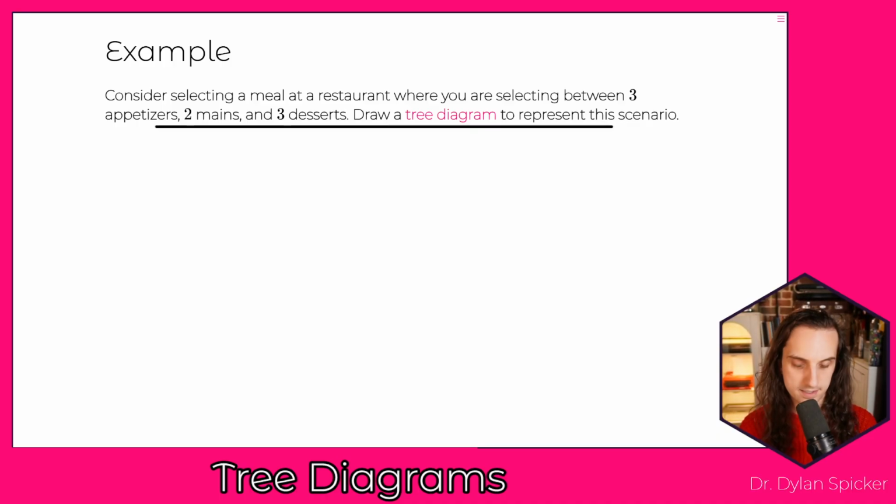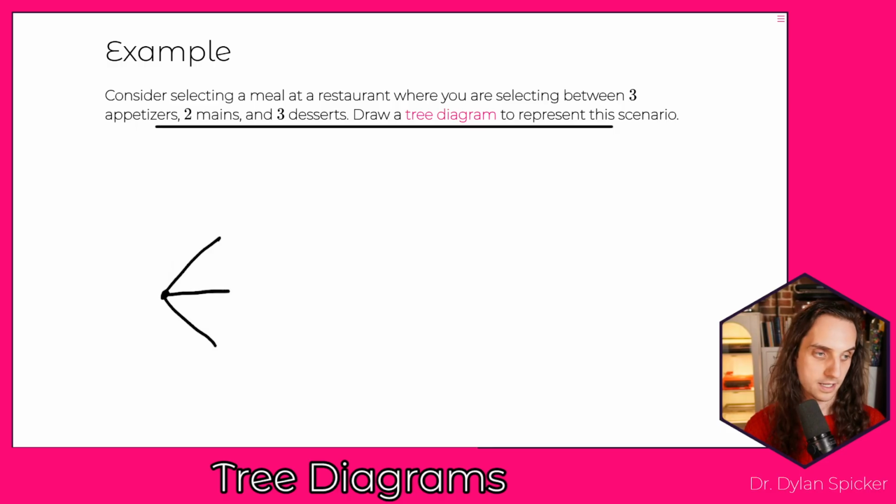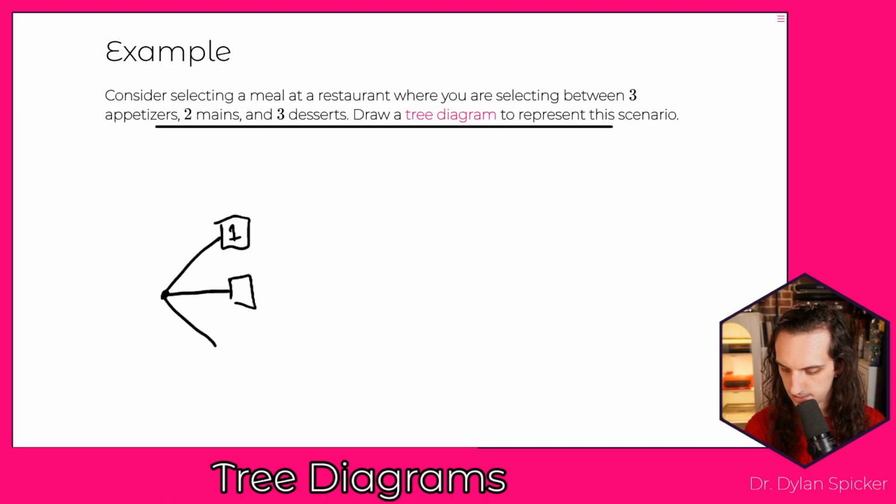The way I always like to start is from one single point, and then I draw out my 3 different lines representing my 3 different appetizers. Then we can put, say, a little square at the end of each. This is going to be appetizer 1, appetizer 2, and appetizer number 3. Now we've dealt with our first decision.